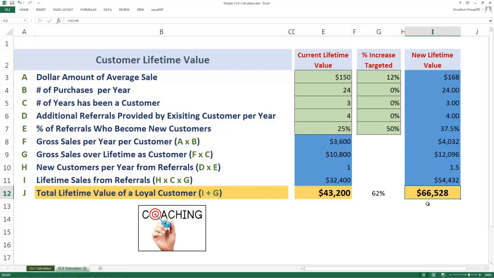So I hope you found this video useful. Download the actual spreadsheet calculator if you haven't done so already. Again, it's available in your members area, and use it. I think you'll find it's a very useful tool to give you a different perspective on the true value of existing customers, and perhaps you'll allocate a little more of your budget towards retaining and keeping those customers loyal, because that's the best way to grow your business.